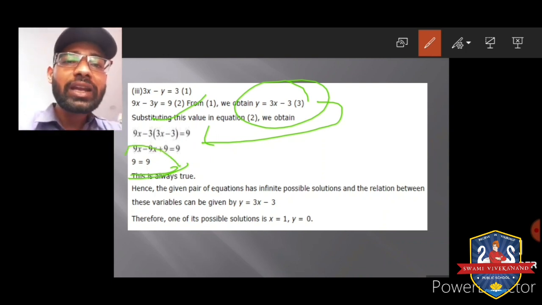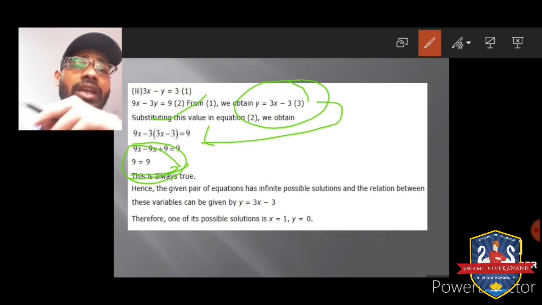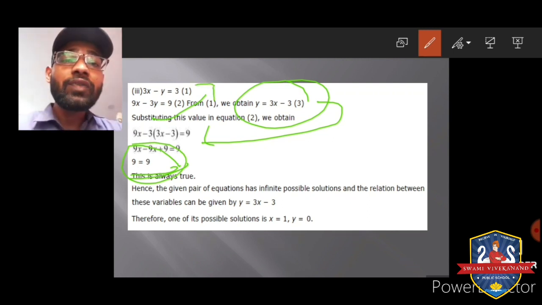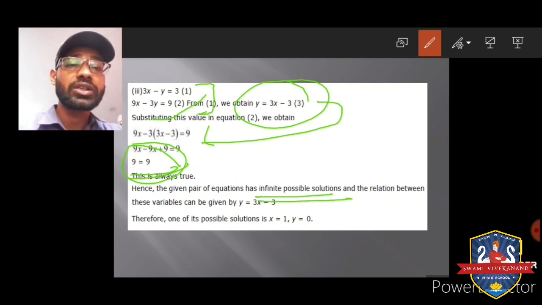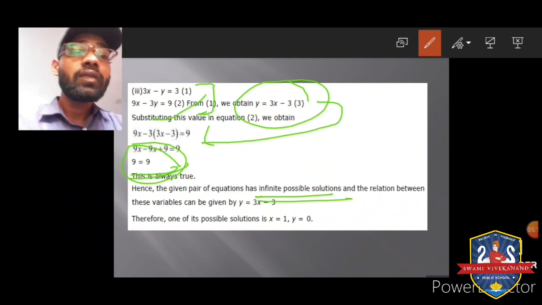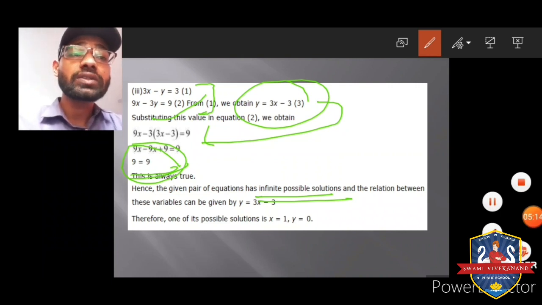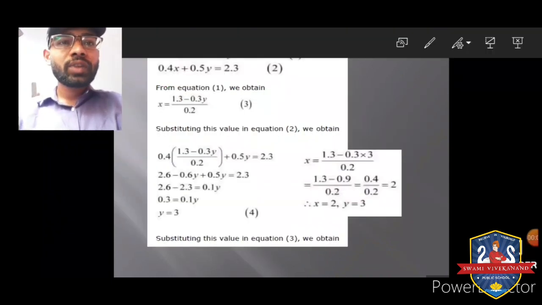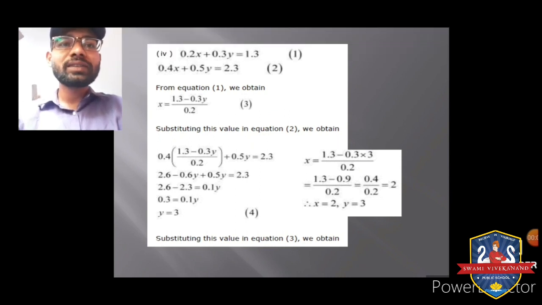But here we get an equation which is always true. It means that this pair of linear equations has infinite possible solutions. What do we have? We have infinite possible solutions. Now question number 4. What's our statement?